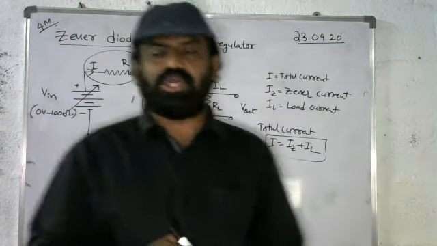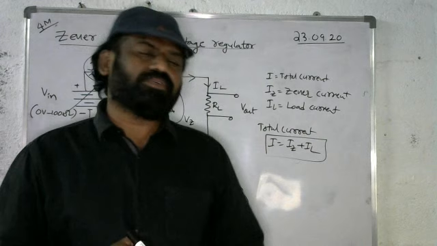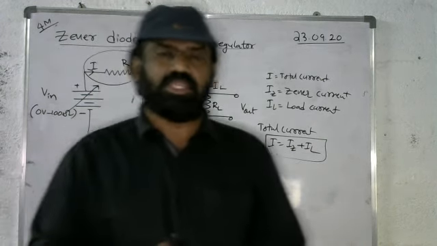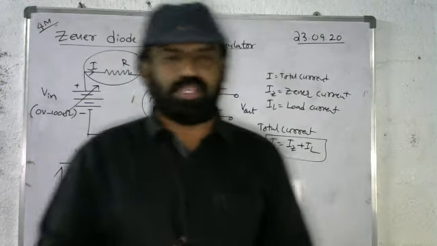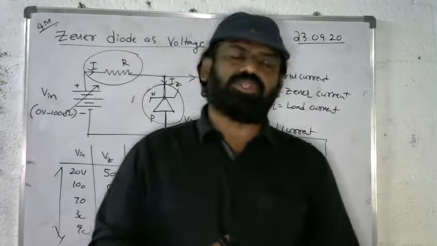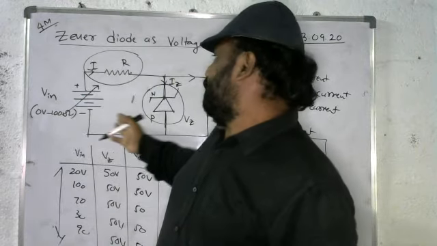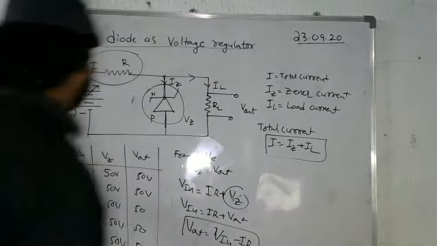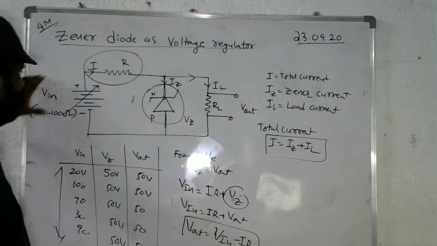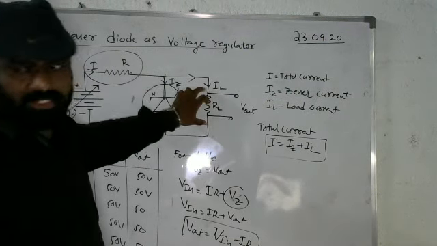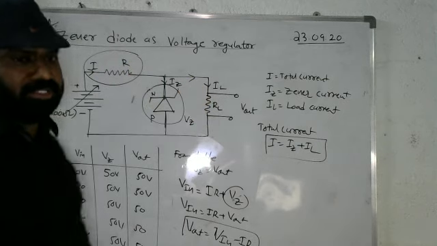What is a Zener voltage? At a particular voltage in reverse bias, the current increases rapidly. That voltage is said to be the Zener voltage. It can occur in reverse bias condition only. That is called Zener voltage or breakdown voltage. So here it is, we saw the circuit diagram. Here it is the input voltage. This is a series resistance and Zener diode, and output is taken across the load resistance.